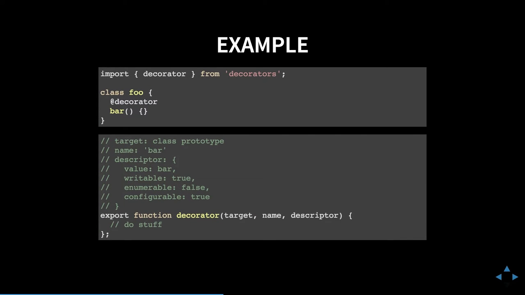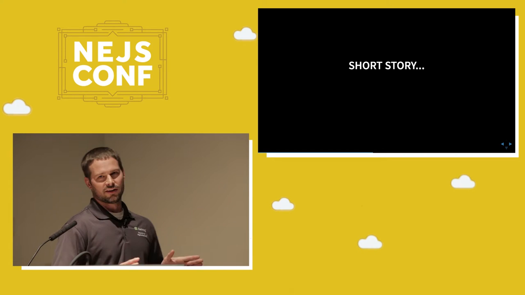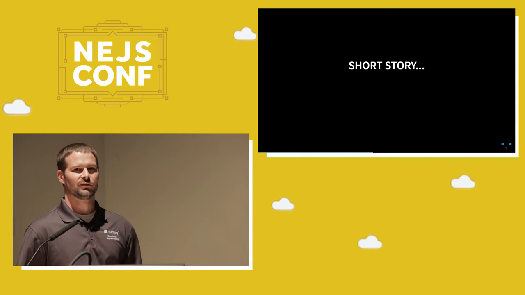So if we look at another simple example, where we just have a decorator on our bar method of class foo. If we look at what those arguments would actually be in the decorator function, it's pretty simple. The target would be the class prototype, the name would be bar because that's the method that we're decorating, and the descriptor would be the bar would have four properties. Bar, which is the function itself, and then whether or not it's writable, enumerable, and configurable. So a lot of stuff, but at least we have maybe some technical understanding of what that is.